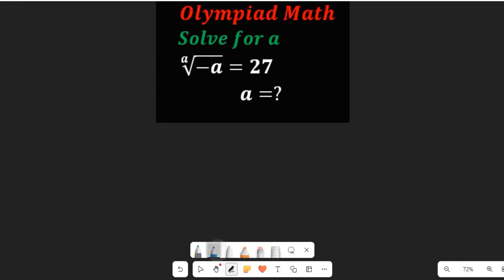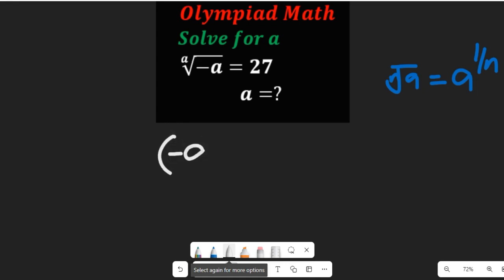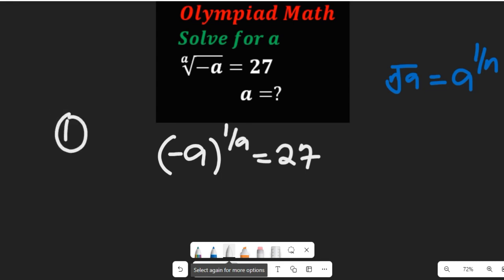If you recall the law of indices, if I have the nth root of a, that can give me a to the power of 1 divided by n, right? So if I apply that expression, I'm going to simplify this expression. So this is going to give me negative a to the power of 1 divided by a, right? And this will be equal to 27. Remember, we are taking method 1, the easiest method.